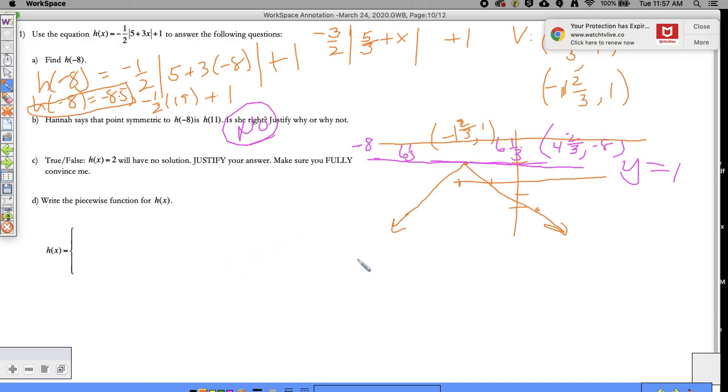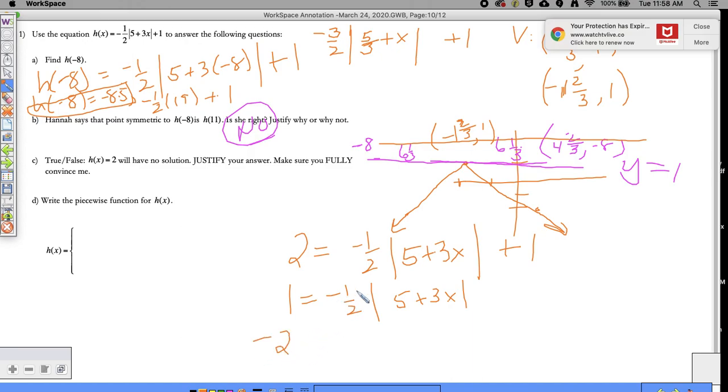So we have that 2 is going to be equal to -1/2 times the absolute value of 5 plus 3x, plus 1. First thing we're going to do is subtract 1 from both sides, and we're going to get 1. So we get 1 equals -1/2 times the absolute value of 5 plus 3x. Now we're going to multiply both sides by -2, or divide by -1/2. It's the same thing. And you wind up with this.